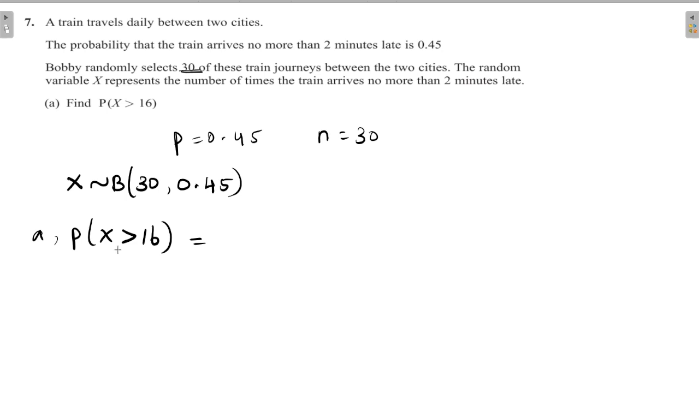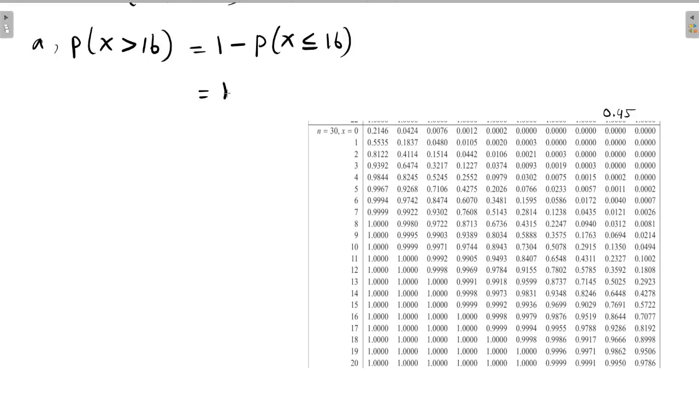So X is greater than 16, so 1 minus the probability of X less than or equal to 16. We can use the table, where n equals 30 and the probability value is 0.45. So take the corresponding value for 16, 0.8644. So the required probability is 0.1356. This is the first part.